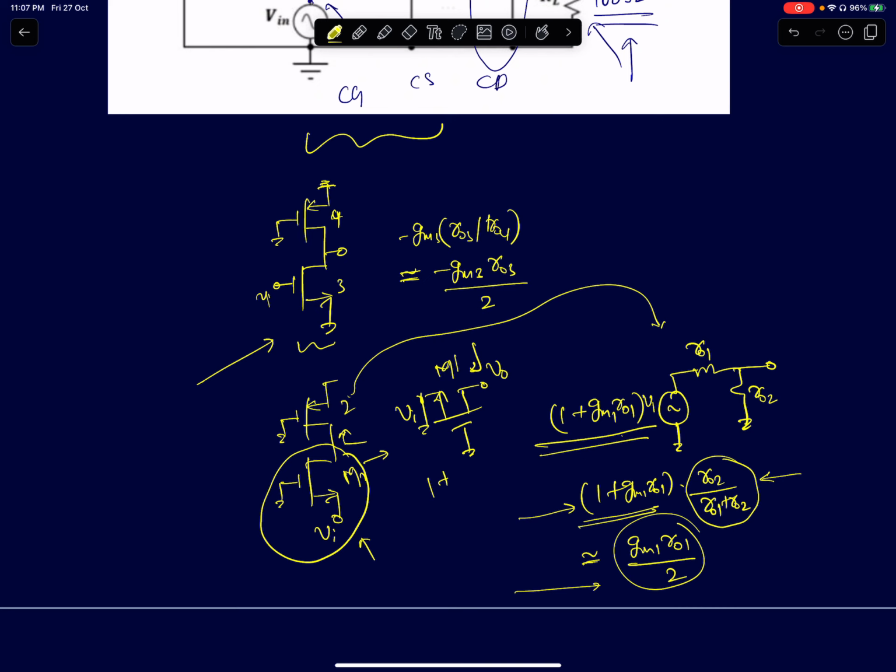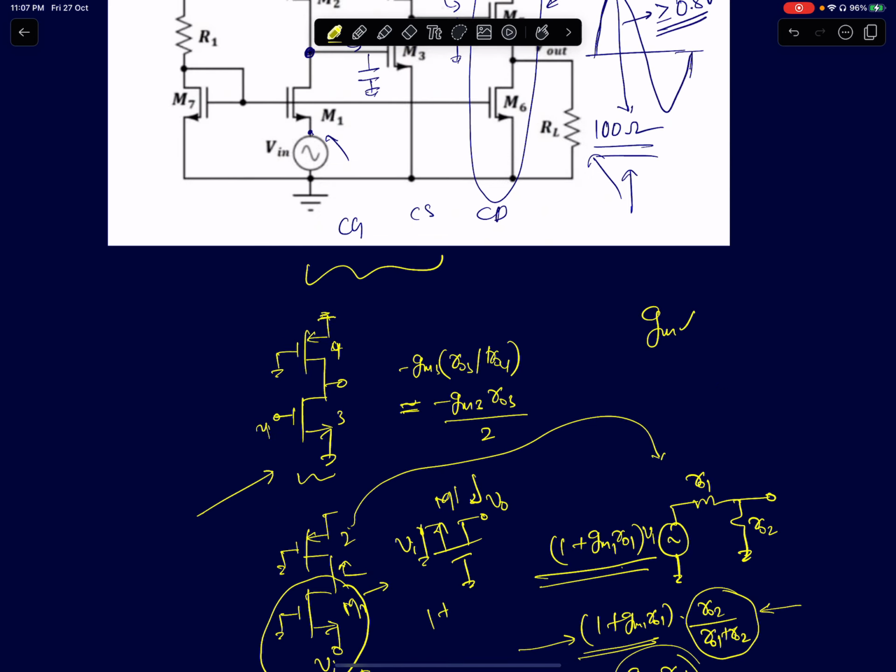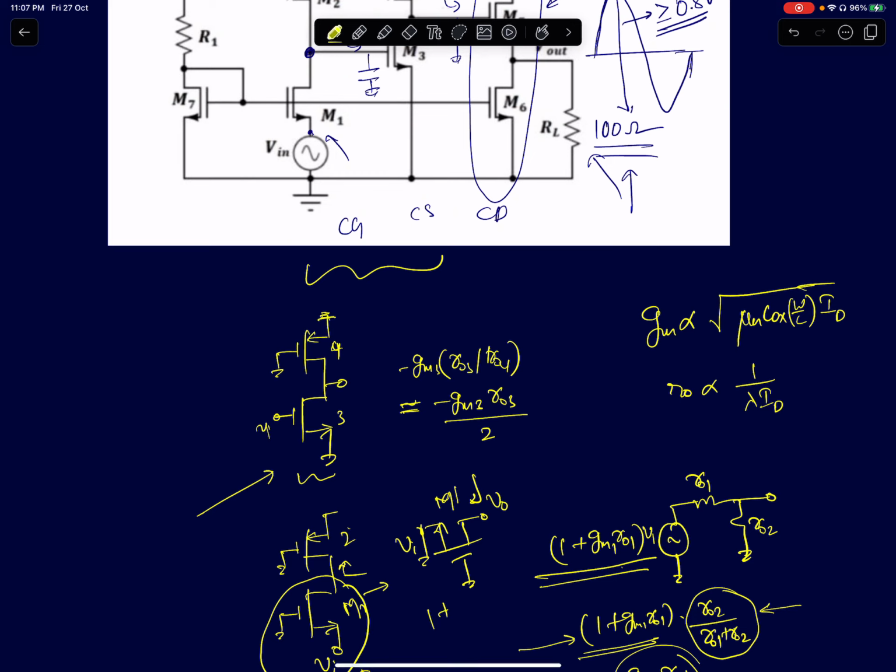And if I bias, for example, the transconductance of a MOS device is proportional to root of mu n Cox W by L into the bias current I, and the output impedance is proportional to the output resistance or the drain resistance, 1 by lambda into the drain current. Let's call it ID as the drain current. Now, if I take the product gm into R0, we call the term intrinsic gain. Your gm into R0 is proportional to root of W by L by the drain current, root of drain current.